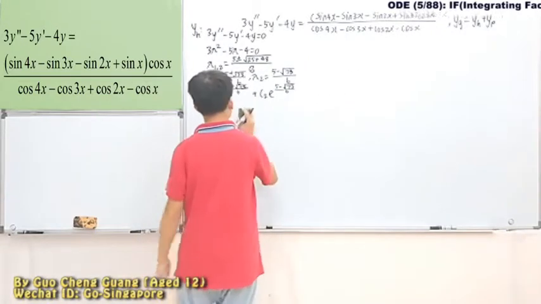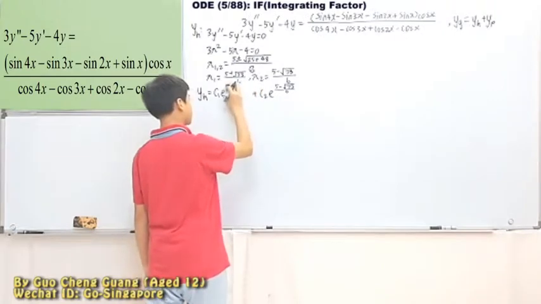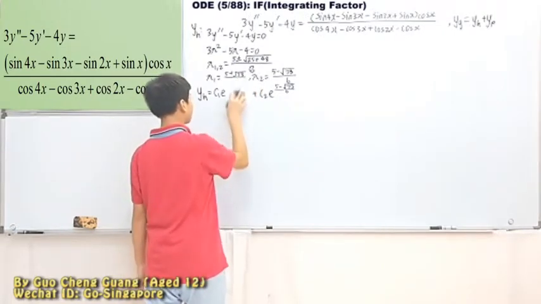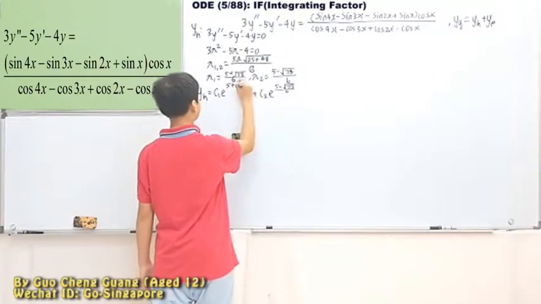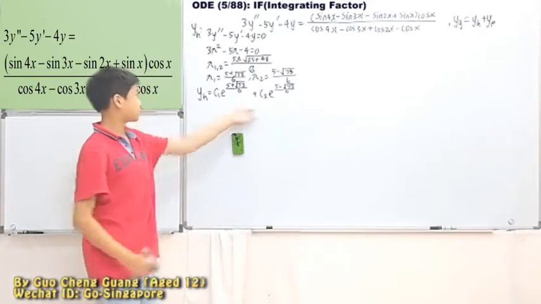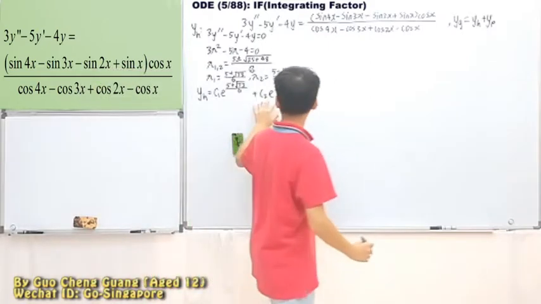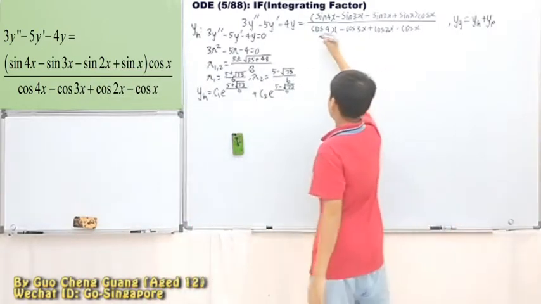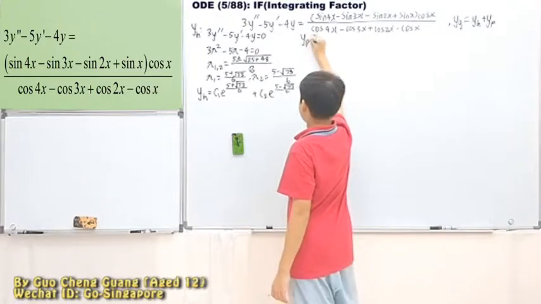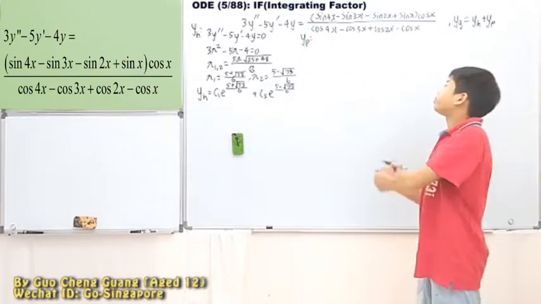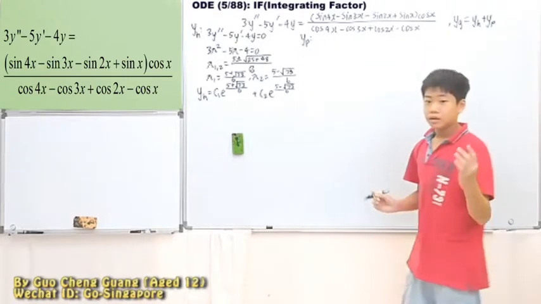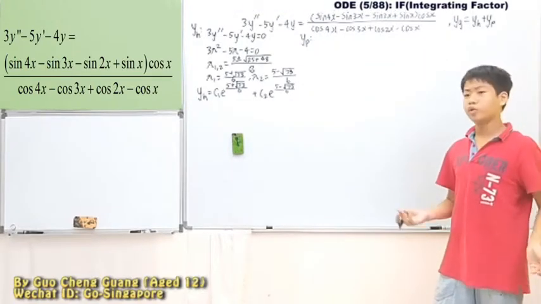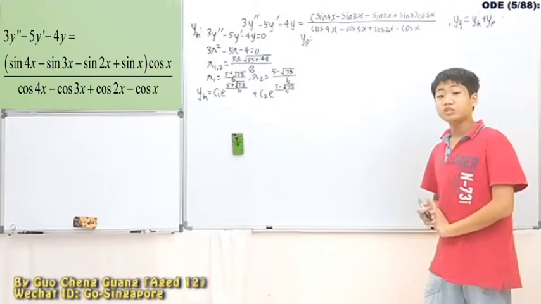To get this part, let me just write this clearly. Like this. Now this is your YH. Next is your YP. But for YP, be careful. If you just leave this whole thing, wouldn't it be too complicated? So let's try to simplify things.